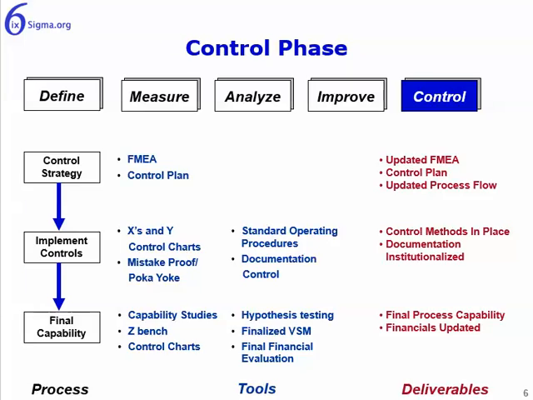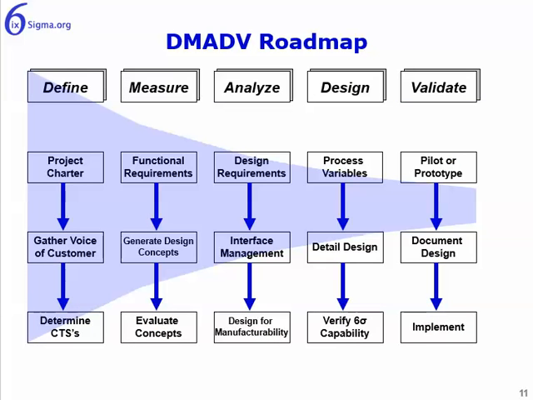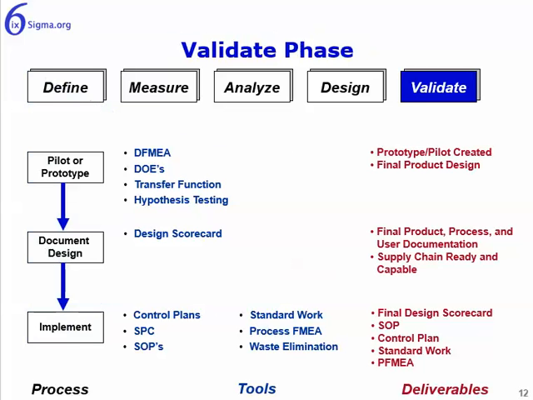Now, if we look over at the DMADV methodology, the first thing we do in the validate phase is conduct a pilot or a prototype, and then document the design, and then of course implement. The details behind that are on the pilot or prototype side. We've got a design FMEA. Perhaps we've got some completed design of experiments or a transfer function or maybe some hypothesis testing. But in the end, what we're trying to do is make sure that the pilot or the prototype has been created and that the product design has now been finalized.